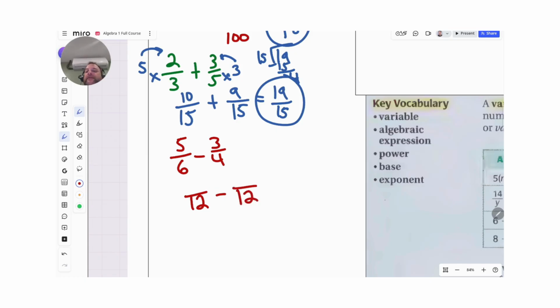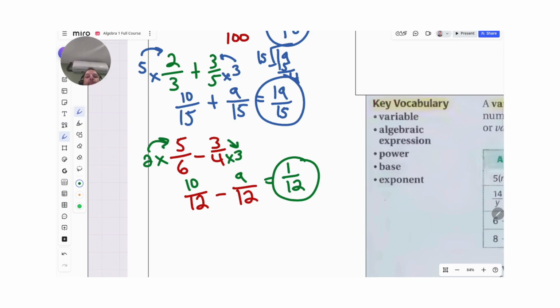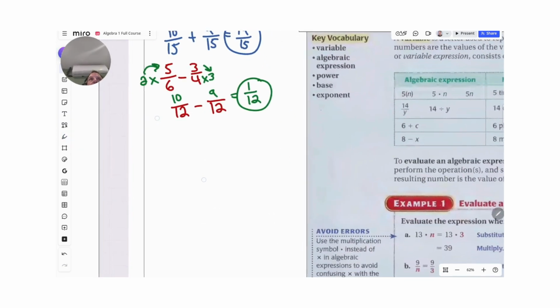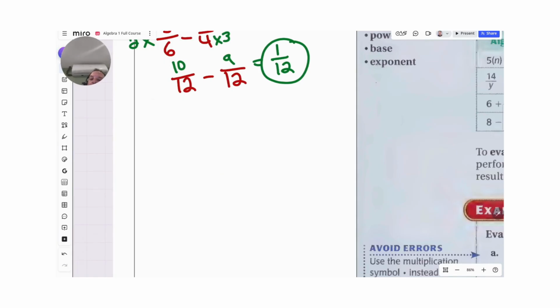Now we have a common denominator based off those multiples. We start at the bigger number there, 6. So 6 times 2 is 12. 2 times 5 is 10. 4 times 3 is 12. 3 times 3 is 9. Now I can subtract 10 minus 9 to get to 1/12. Denominators stay the same. What about multiplying? Here we can multiply 3/5 times 2/3.